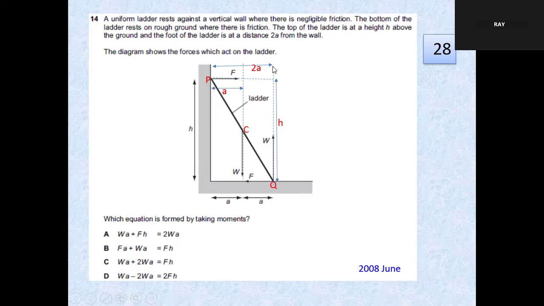The top of the ladder is a height h above the ground, and the foot of the ladder is a distance 2a from the wall. The diagram shows the forces acting on the ladder. Which equation is formed by the moment? So this is the normal reaction of the wall, equal to F. So what's the answer? This one is the normal reaction from the ground, equal to the weight of the ladder.